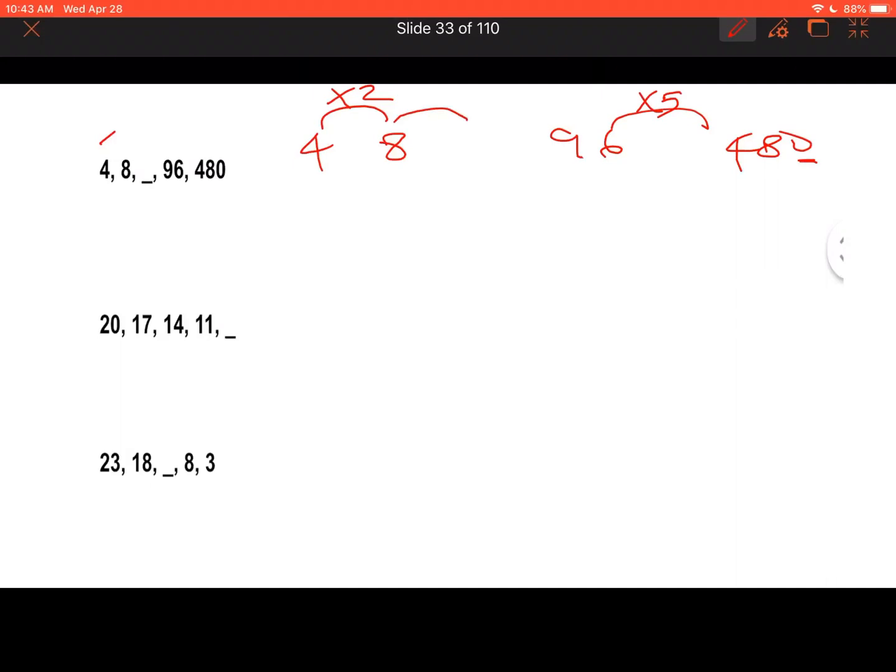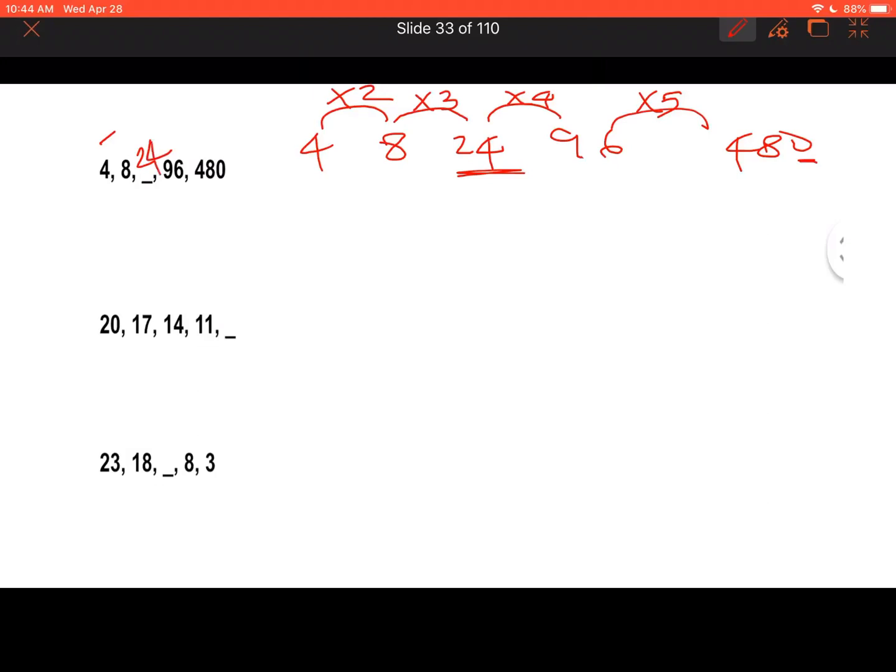So that means I'm missing a number here, right? So it is times 3 here and times 4 here. Let us check. 8 times 3 is 24 and 24 times 4 is 96. So it fits with the pattern of 2, 3, 4 and 5, right? So the answer is 24.